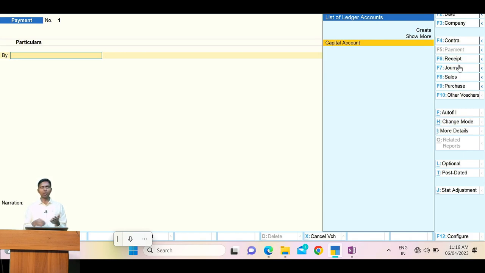Generally in manual accounting, any journal entry we write in the journal register. But here in Tally, we classify journal entries into different types of registers, different types of vouchers, correct? If you receive cash, then receipt voucher. If you pay, payment voucher. If inter-bank, deposit or withdraw, contra voucher. Purchase, purchase voucher. Sale, sales voucher, correct?